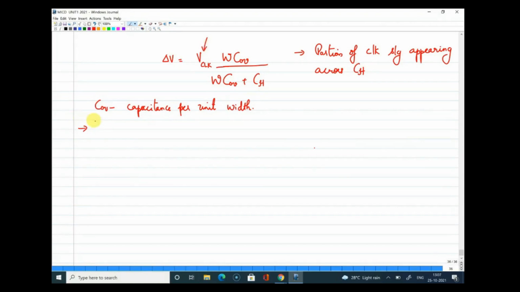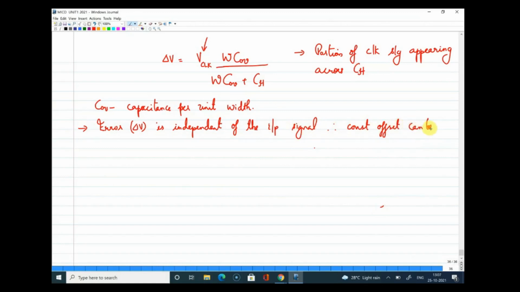I'll make a note here that this error delta V is independent of the input signal, and therefore a constant offset can be seen in the output, seen in the input output characteristics. I hope it is clear, right?